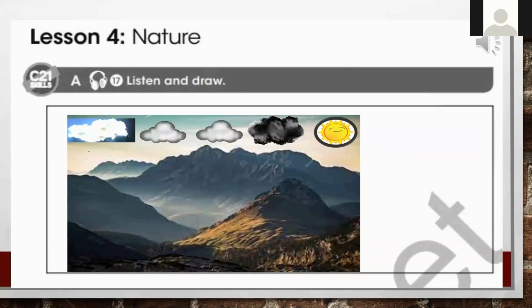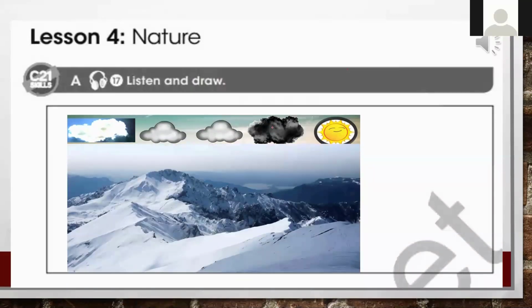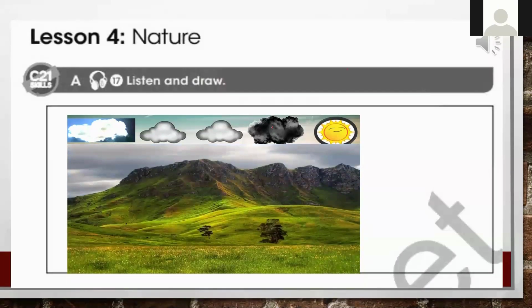One cloud is white. Two clouds are grey. One cloud is black. Draw some snow on the mountains. Draw some grass and some trees.